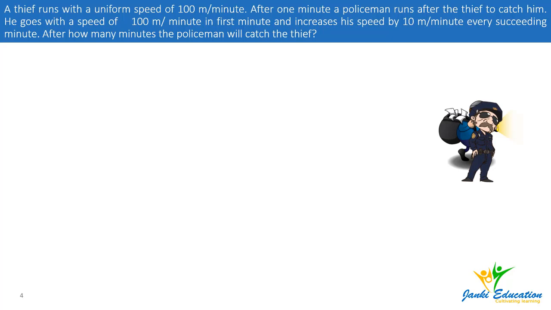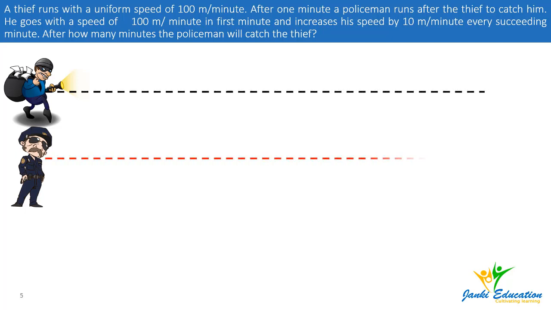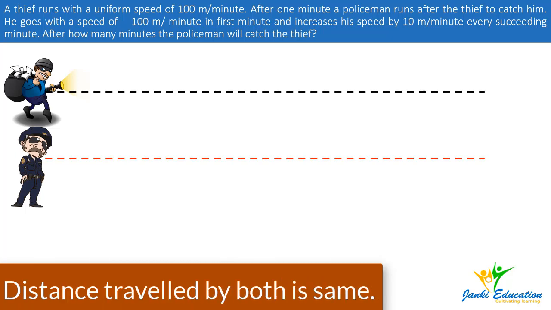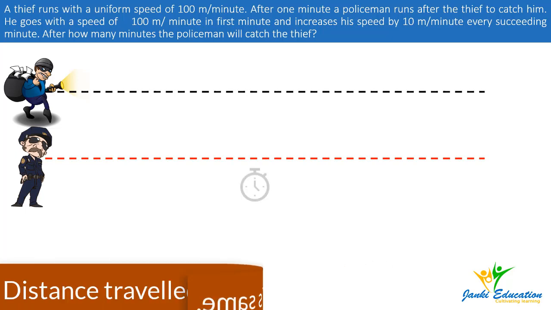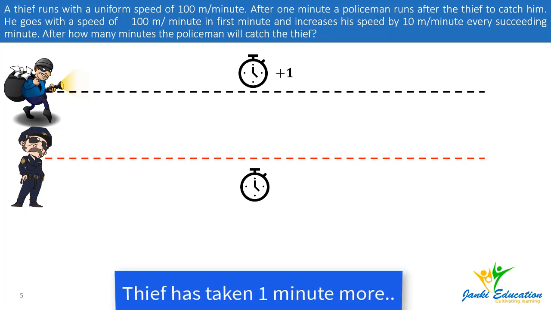Now, what does this mean to us? This means the distance travelled by the thief and the distance travelled by the policeman are both the same. If the policeman has taken, say, a time, has the thief taken the same time? No. Since he had started running earlier, he has taken 1 minute more. This is the first step to understand to solve this question.